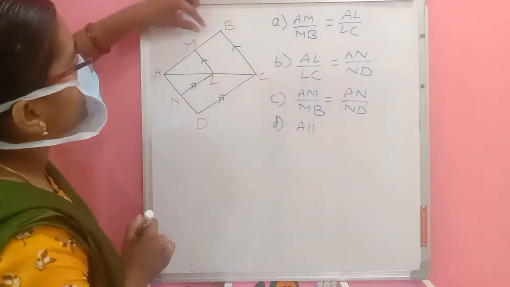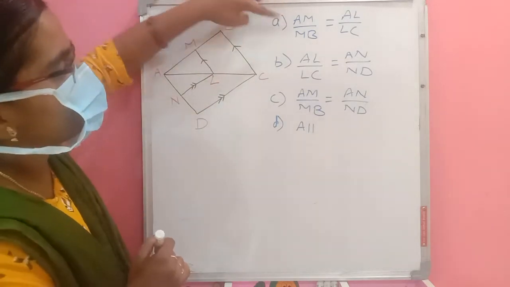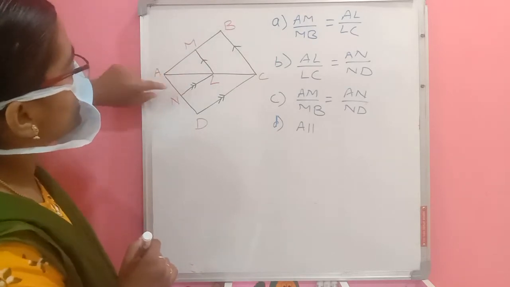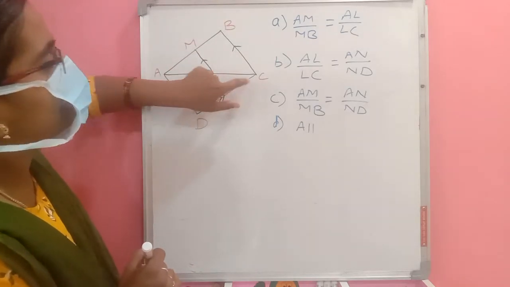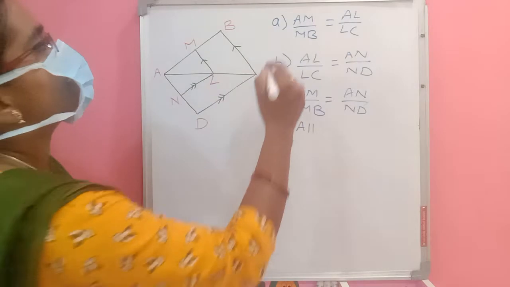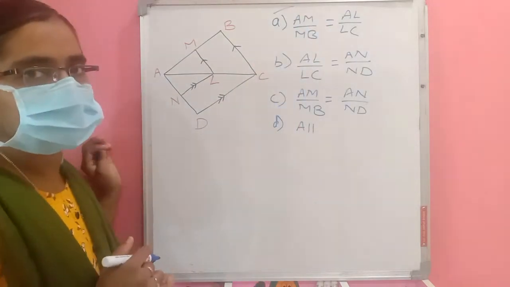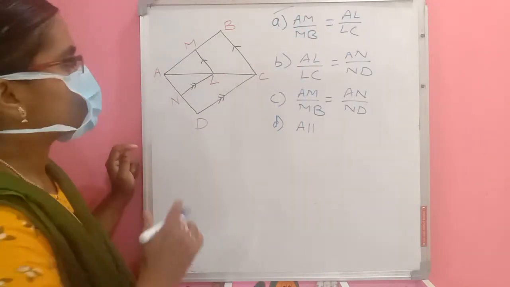AM by MB is equal to this ratio, AL by LC. Therefore, the first option is correct. But let's check the second option also.